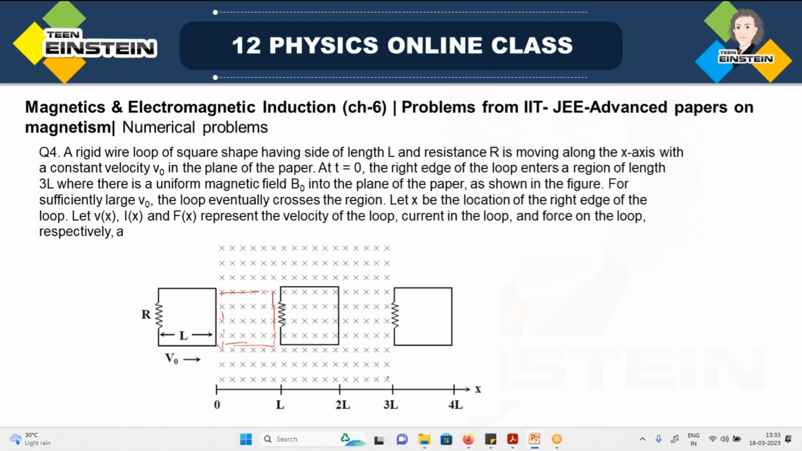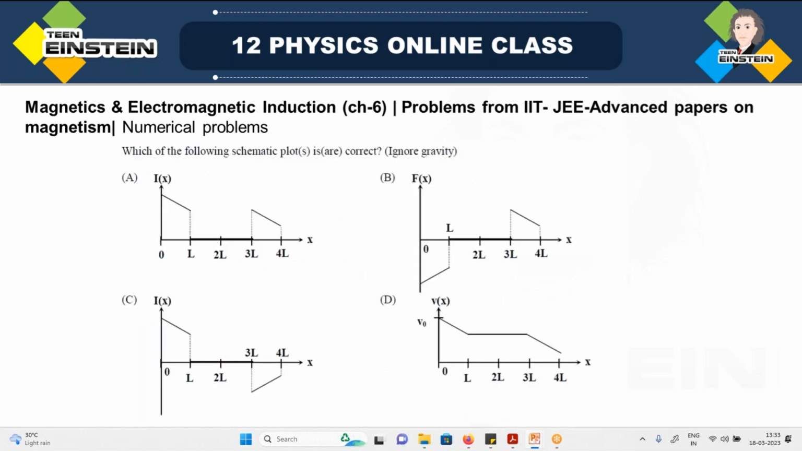Now when it is L to 3L, in this region the induced current will be actually 0, because in between this region there is no change in the flux. So what we have are current, voltages, and forces. These are the things we have: current, voltages, and force.